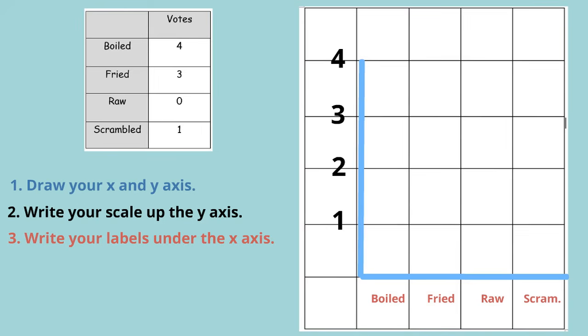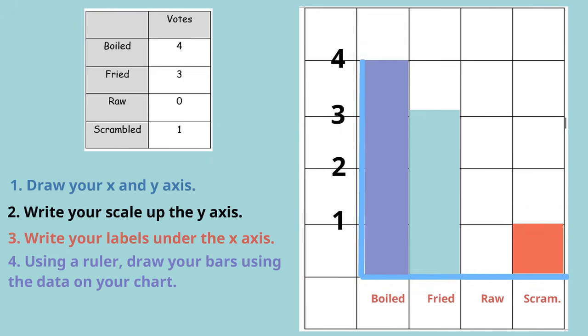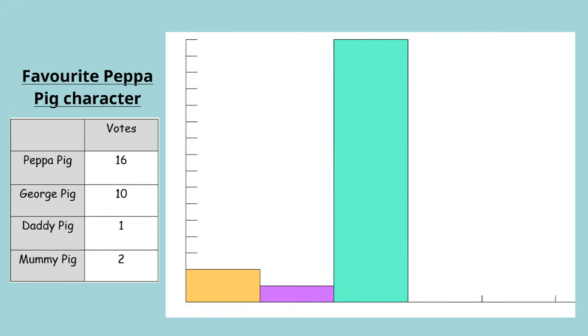Step 4, using a ruler, draw your bars using the data on your chart as neatly as you can. Remember, only go up as high as the number on the chart. And number 5, write your title up above the bar chart so everybody knows what it's about. And that's how you draw a bar chart. Did you get all of those steps in your instructions?